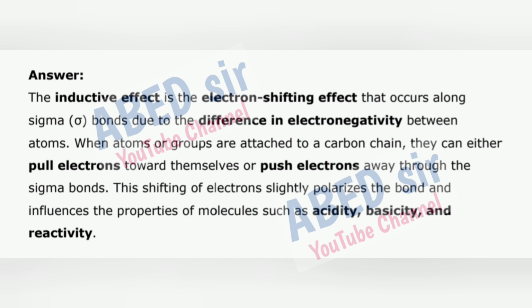between atoms. When atoms or groups are attached to a carbon chain, they can either pull electrons toward themselves or push electrons away through the sigma bonds. This shifting of electrons slightly polarizes the bond and influences the properties of molecules such as acidity, basicity, and reactivity.